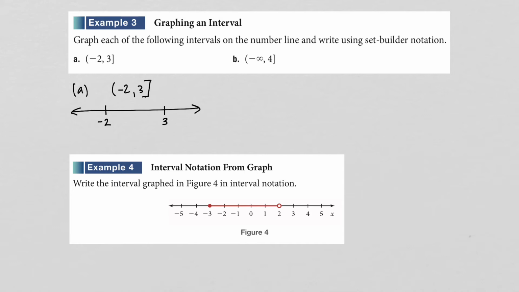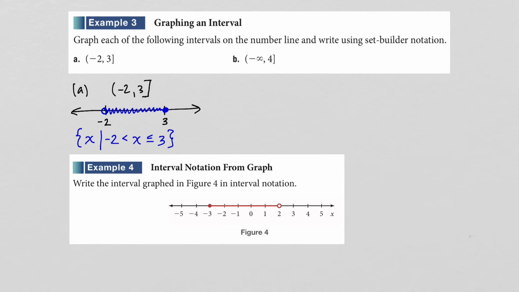So when we go to graph it, we want all the numbers in between here, just like this. At -2, we are not including, so we put an open circle. But at +3, we are including, and we put a solid circle. And so in set notation, we would write this as the set of all x such that x is in between -2 and +3. So x has to be less than or equal to 3, and x has to be greater than -2.